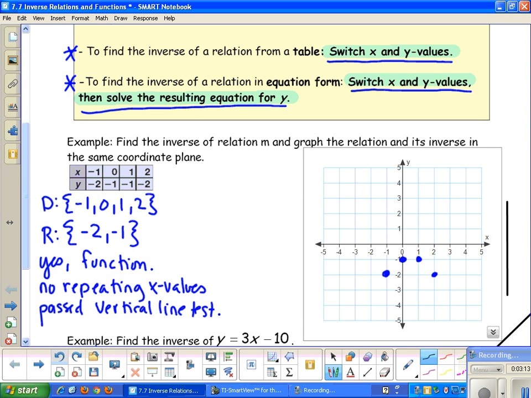Okay, so let's get to the actual question. The actual question said we wanted to find the inverse of a relation M and then graph the relation and its inverse in the same coordinate plane. So now I want to find the inverse.